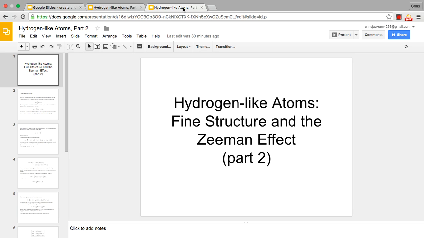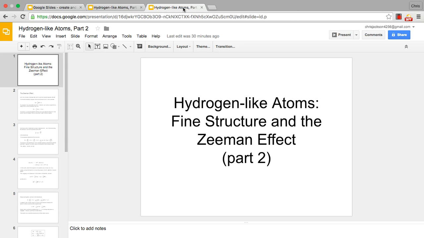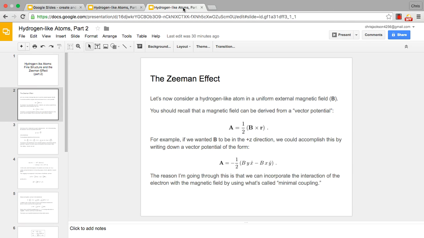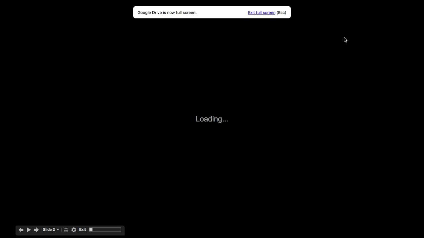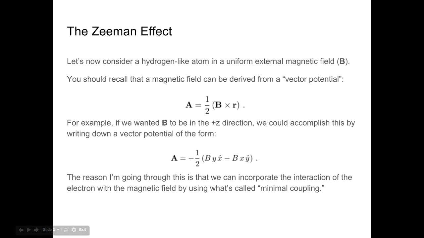Okay. All right. So what we want to do now is consider something called the Zeeman effect. This is a case where you take a hydrogen-like atom, and let me make this bigger. Where you take a hydrogen-like atom, and instead of putting it in an external electric field like we did for the Stark effect, here we can put the electron, or the hydrogen-like atom, in a uniform external magnetic field. Okay, and I'll denote that by B.